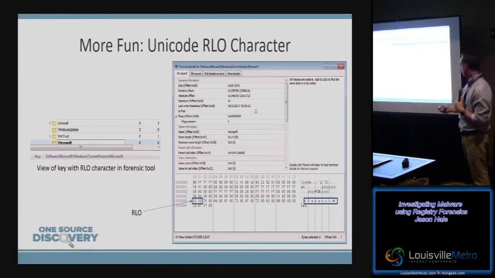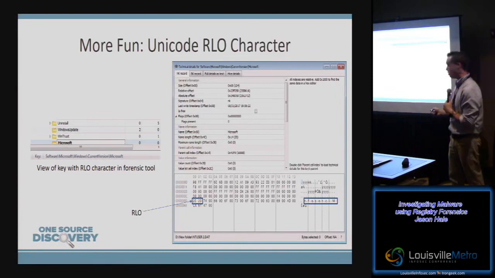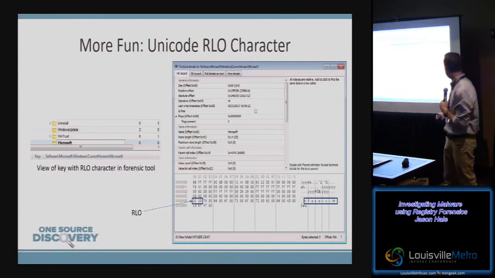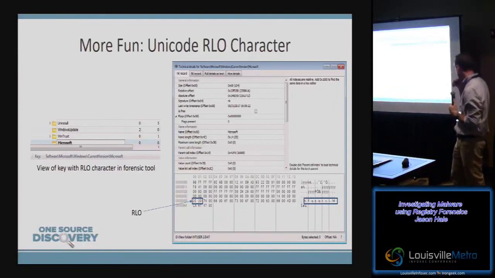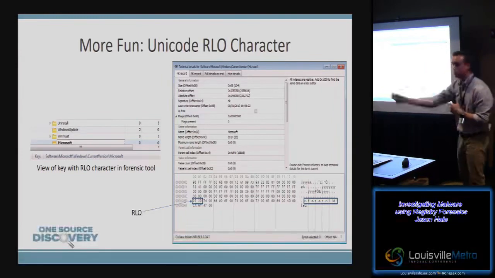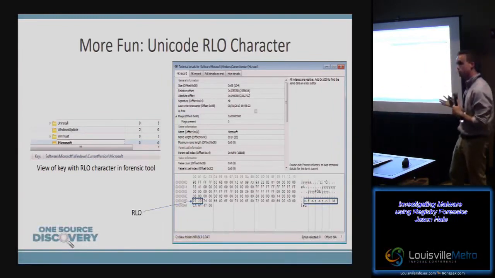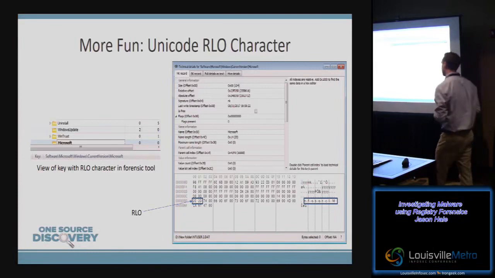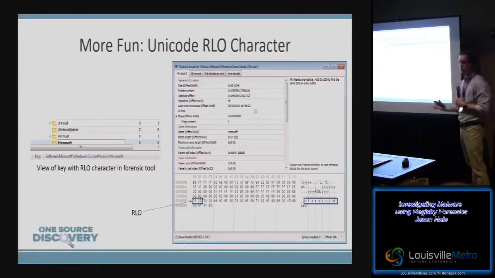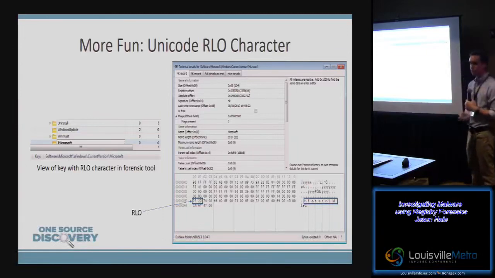Because this understands Unicode, you can see that it's just displayed as Microsoft. So nothing looks different visually. It's not until you actually inspect the hex of that particular registry key that you see, oh, there's an RLO character followed by Microsoft spelled backwards. Well, obviously, you're probably not going to be doing that to every registry key that you see. So it's very easy to blow right past this.